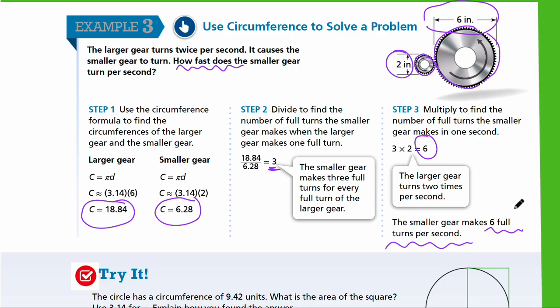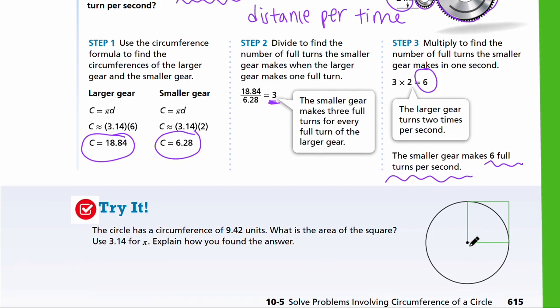So when you're talking about speed, you need to talk about how much distance per time. Okay, you need 2 measures: a distance measure per a time measure. So in this case, you can say 6 full turns, that would be the distance, per second, 1 second, that is the time. Okay, so let's look at the try question.